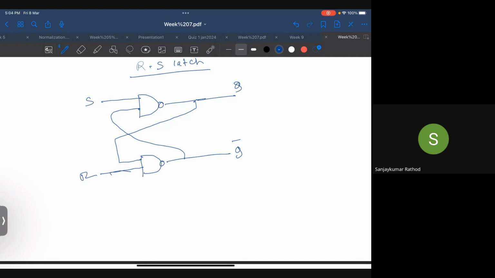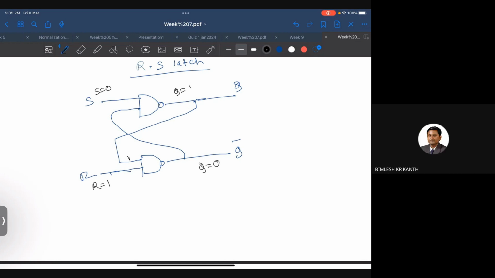So when S equal to 0, R equal to 1, what will be the Q and Q bar? If S equal to 0, then Q will be 1, right? Because with a 0, anything will be 0, then NOT, it will be 1. Then this 1 feeds, so 1 1, then it will be 0. So Q bar will be 0. Up to that is correct.